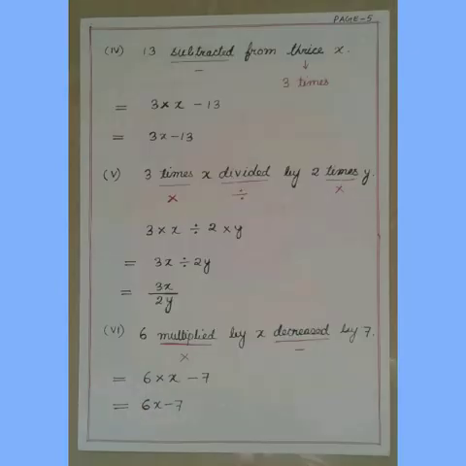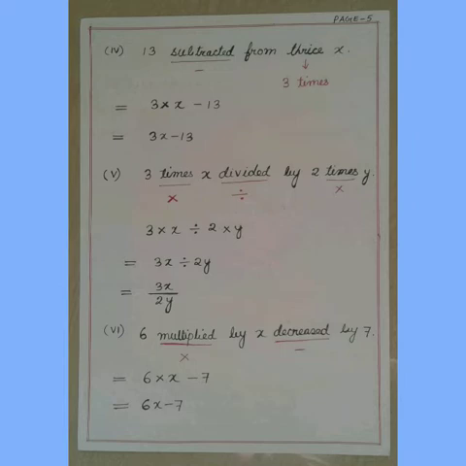Number 4, 13 subtracted from thrice x. Thrice means 3 times. So it means 13 is subtracted from 3 times x. So it will be 3 into x minus 13, equal to 3x minus 13. Number 5, 3 times x divided by 2 times y. So 3 times x is 3 into x, divided is division. By what? 2 times y, 2 into y. So it is 3x divided by 2y.